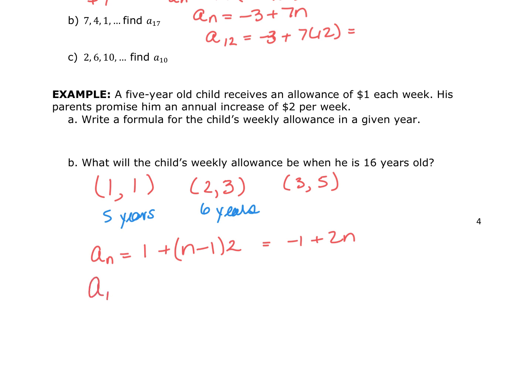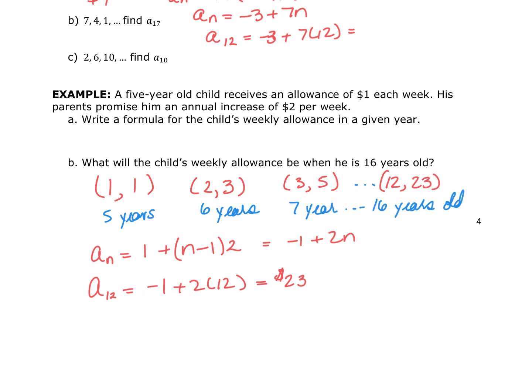So a sub 12 is going to be negative 1 plus 2 times 12. And so his weekly allowance, their weekly allowance, is going to be $23. Because I know I'm going to be looking at year 12 is really 16 years old. So when he is 16 years old, they will have $23 a week in allowance.